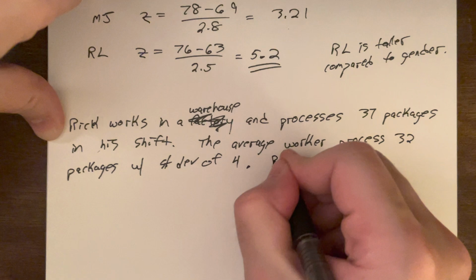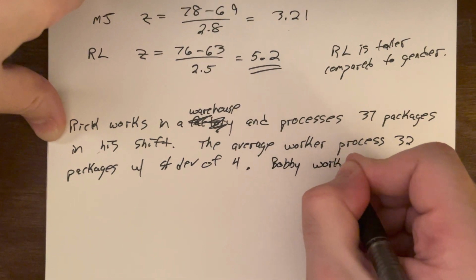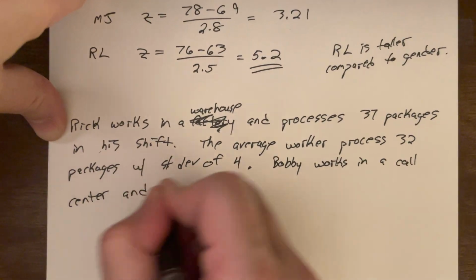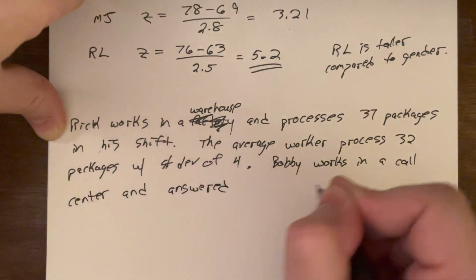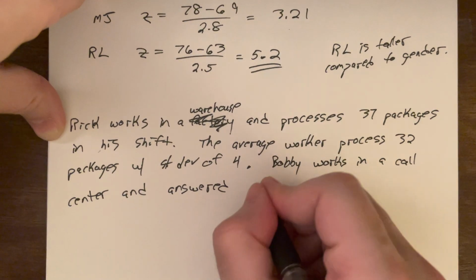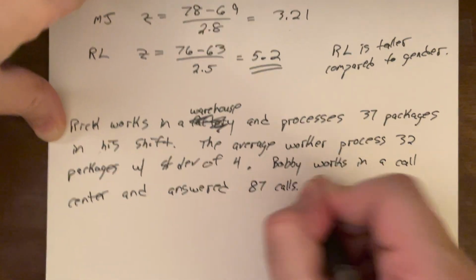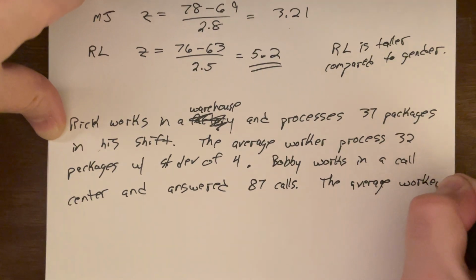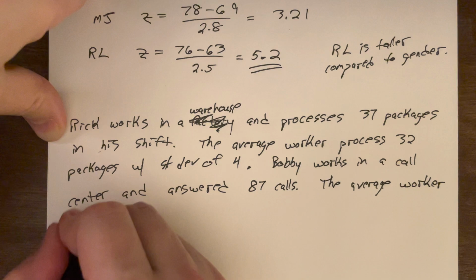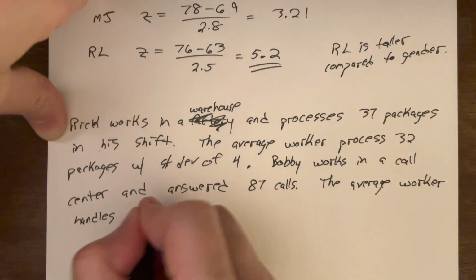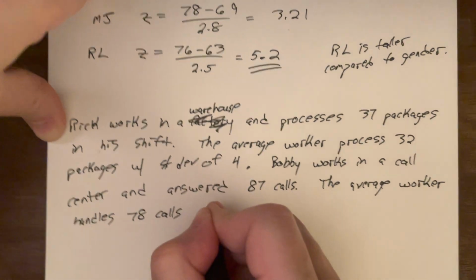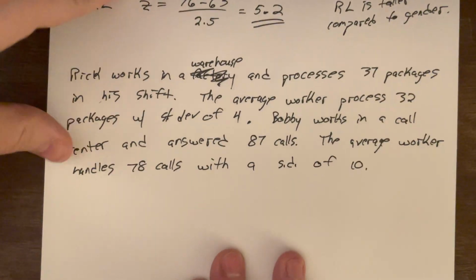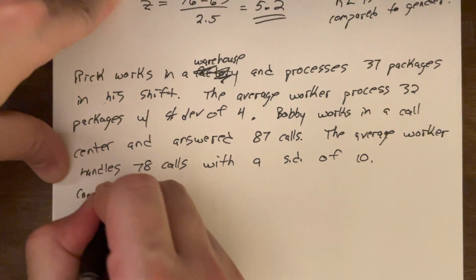Okay, who else? Now we have Bobby, who works in a call center, and answered 87 calls. The average worker handles 78 calls with a standard deviation of 10. Compared to their coworkers, who's better at their job?